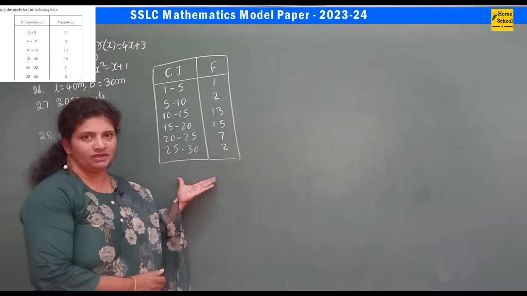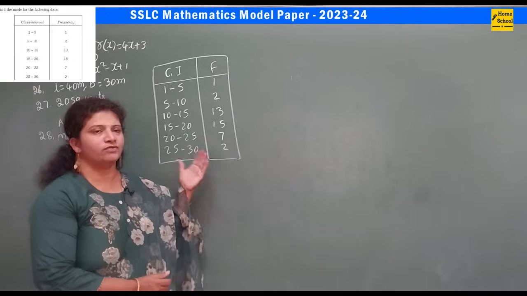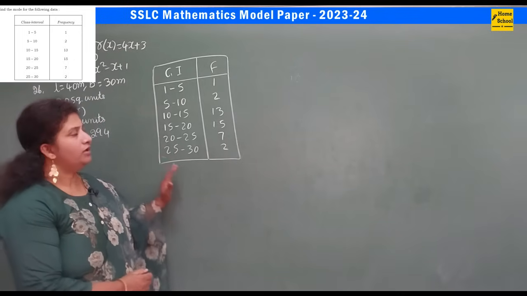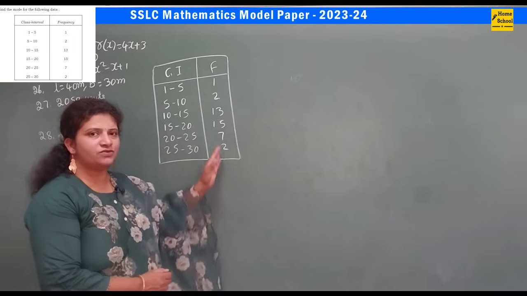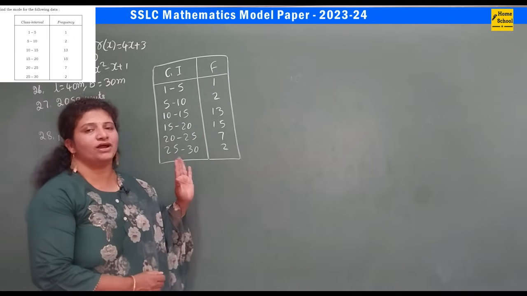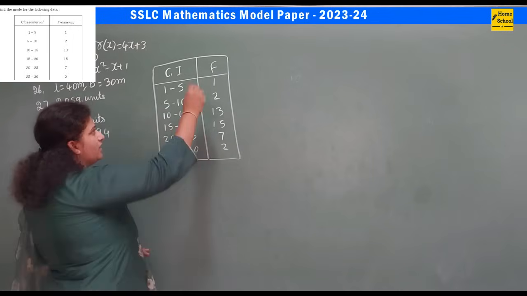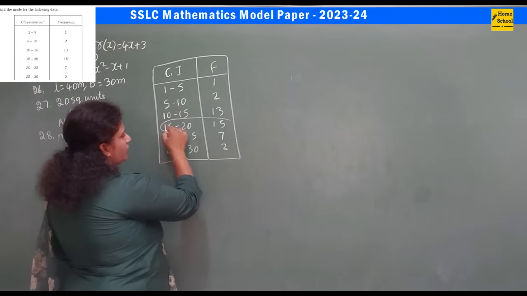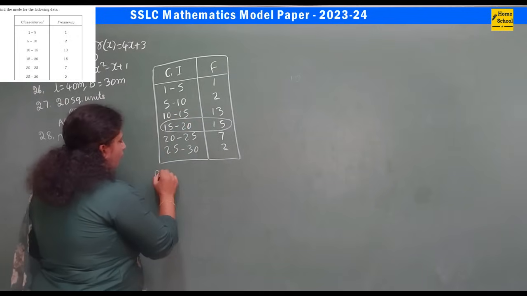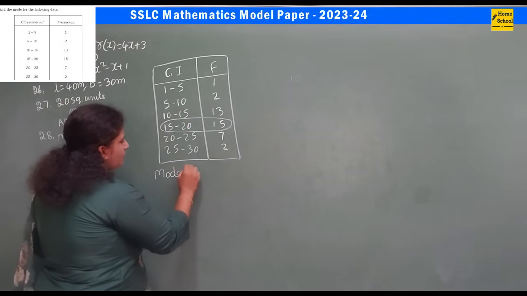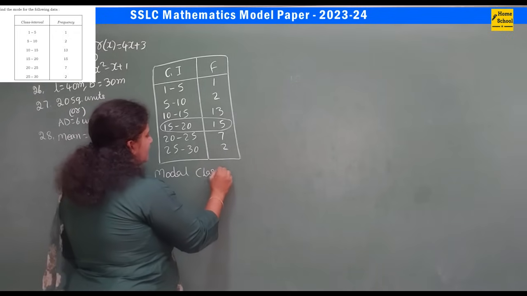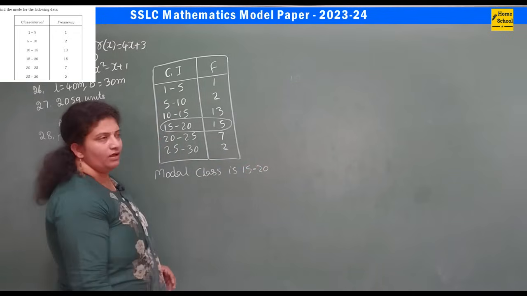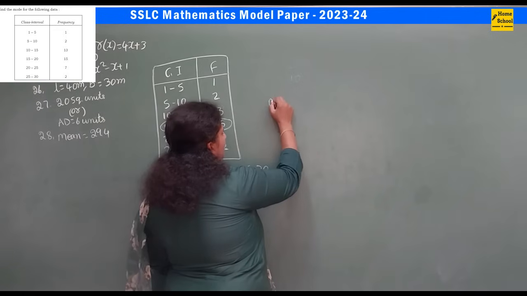In this you have one more OR question. You can see the table here. Find the mode for the following data. In order to calculate mode, you need to observe the highest frequency and write the modal class. See here, where is the highest frequency here? 15. So you can round up. Therefore, modal class is 15 to 20.